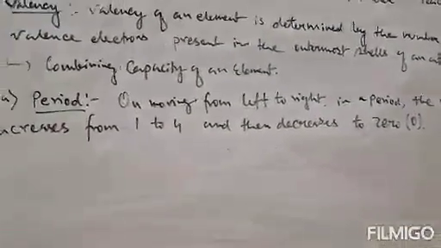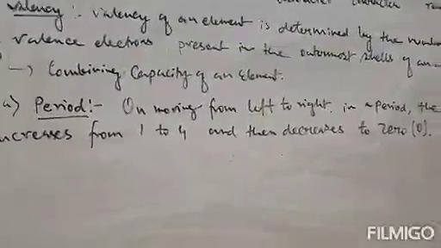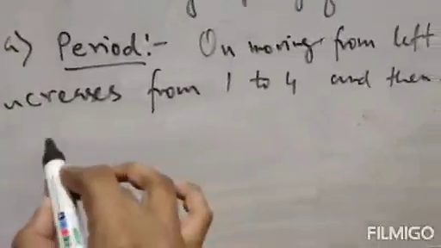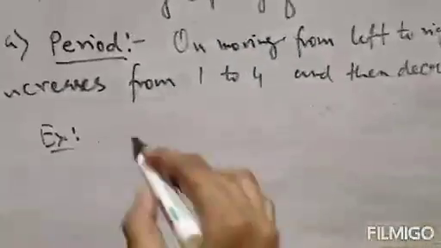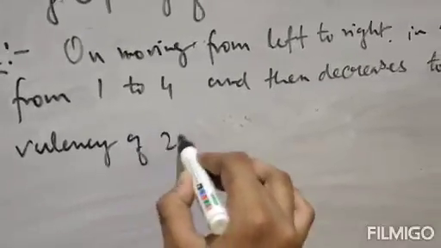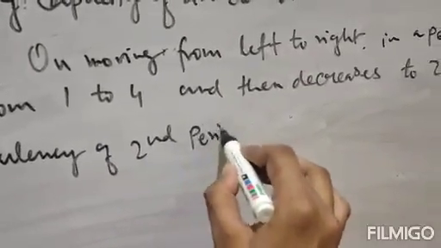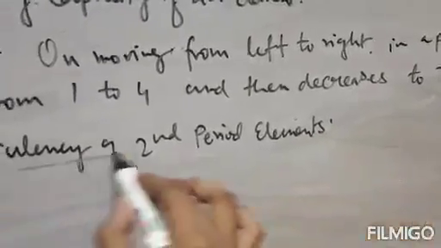It will first increase from 1 to 4 if we move from left to right in a period, and then it will decrease to 0. Clear? So, what is the example? Suppose I am talking about the valency of second period elements.